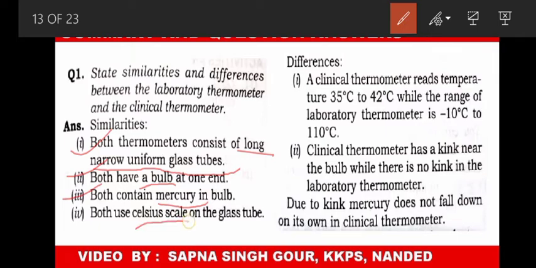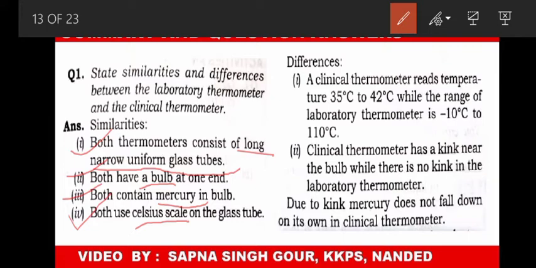Both use Celsius scale on the glass tube. If you see the marking, you will see that they both use Celsius scale on the glass tube. So these are the similarities between clinical thermometer and laboratory thermometer. Now what are the differences? Let us see what are the differences between clinical thermometer and laboratory thermometer.